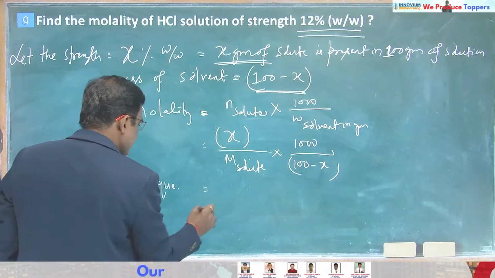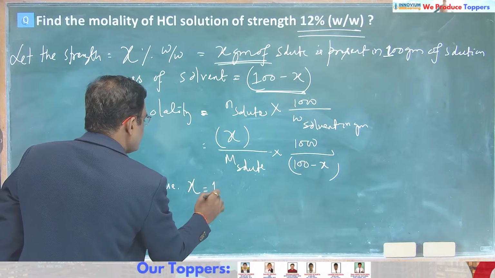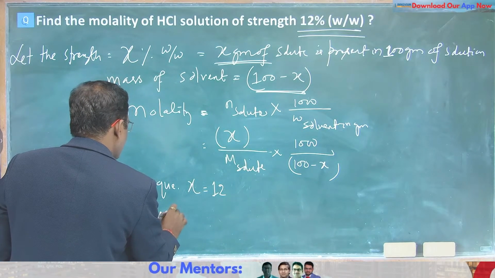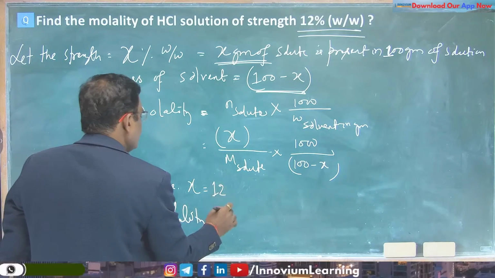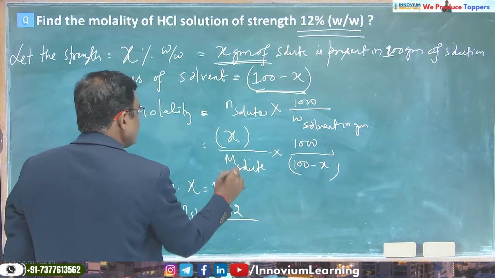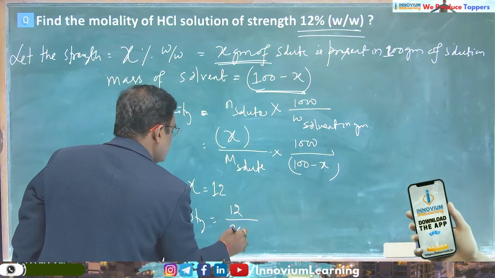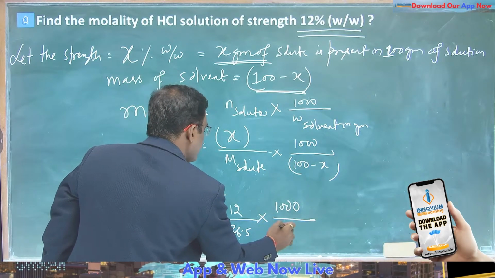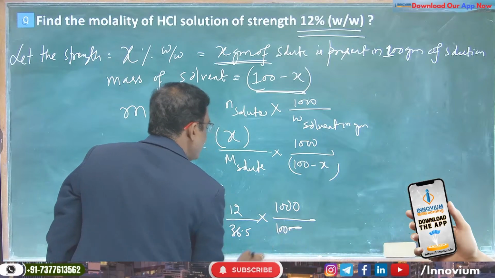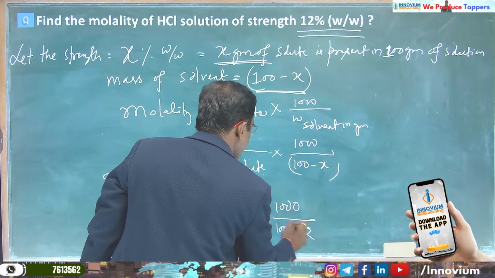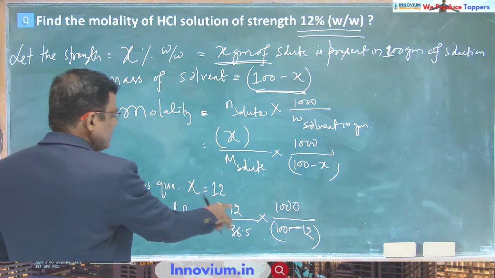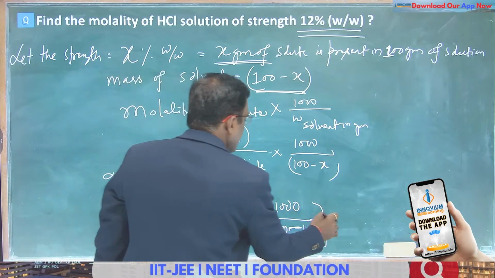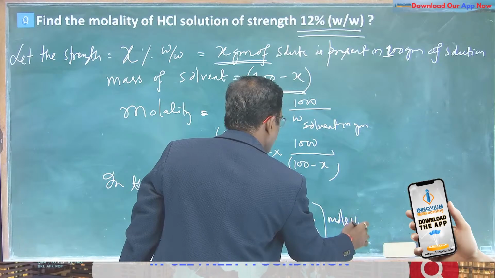So in this question, x is 12. If we put the value of x as 12, then we get the molality as 12 by molar mass of solute. The molar mass of HCl is 36.5, multiplied by 1000 by 100 minus 12, because x is 12. Simplifying this, we can easily calculate the molality, and its unit is moles per kg.